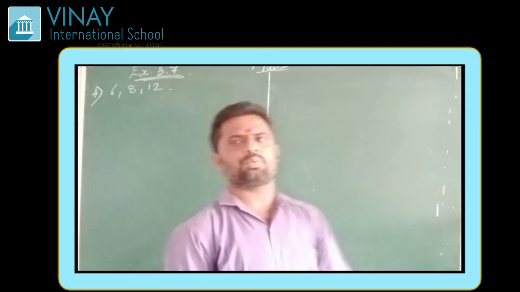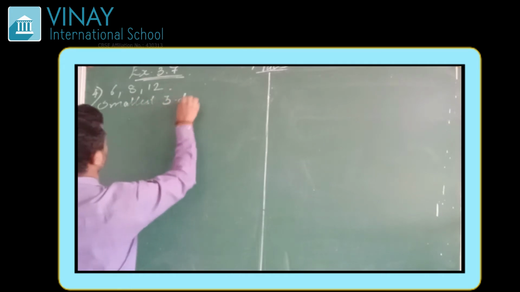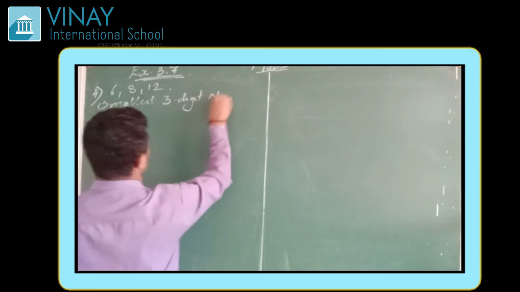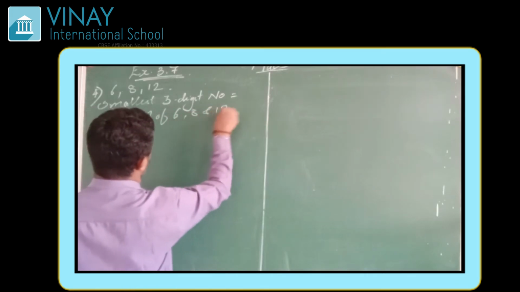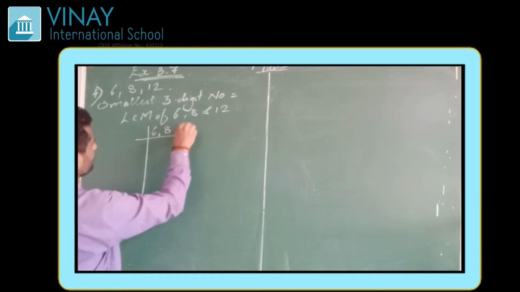Here we have to find out the smallest 3-digit number which is exactly divisible by 6, 8 and 12. As I told you, it is small, so first find out the LCM. The smallest 3-digit number is equal to the LCM of 6, 8 and 12. So let us find out the LCM of 6, 8 and 12.